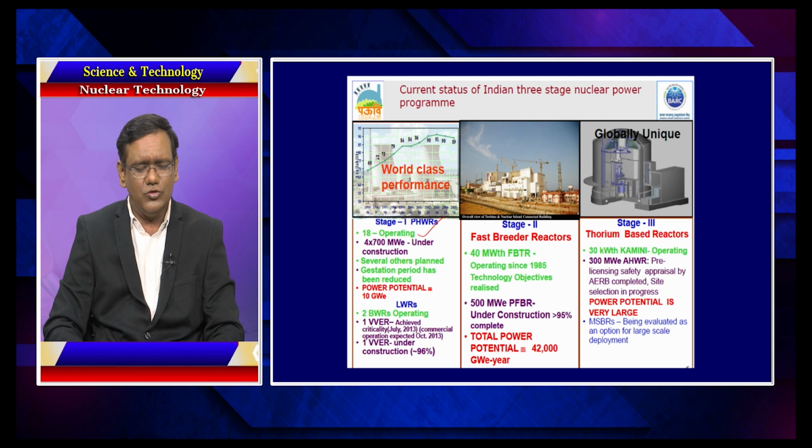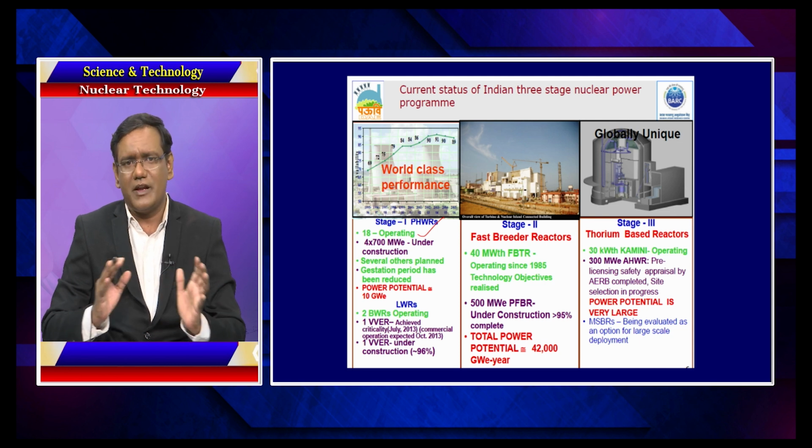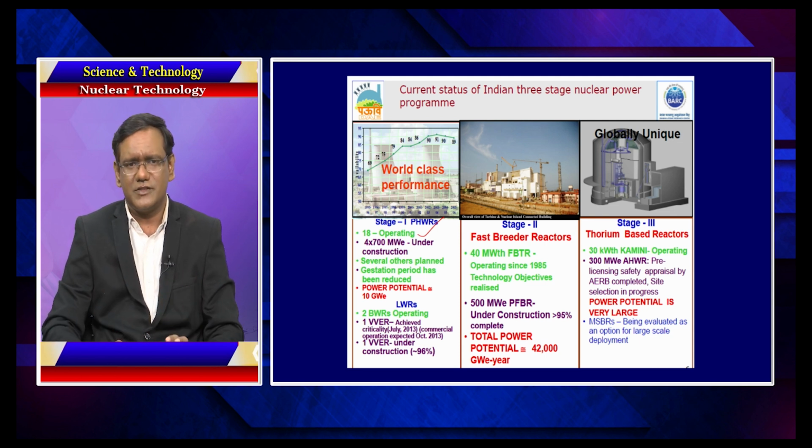And then 2 BWRs are also operating. 1 VVER also achieved criticality. Criticality means that the reactor got stabilized.